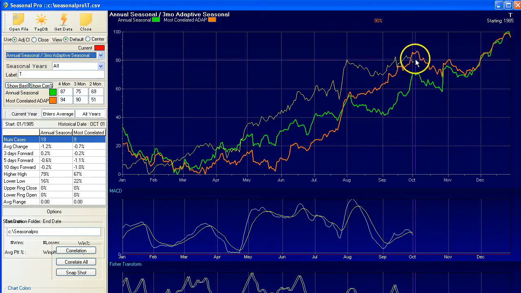3-month adaptive seasonal. When both of these seasonals are in the same direction, that means yes, there's probably a good prediction. You can see that the market is following the seasonal with a very high correlation. Correlation is very high, about 90%. And you can see they're both predicting this fall off.